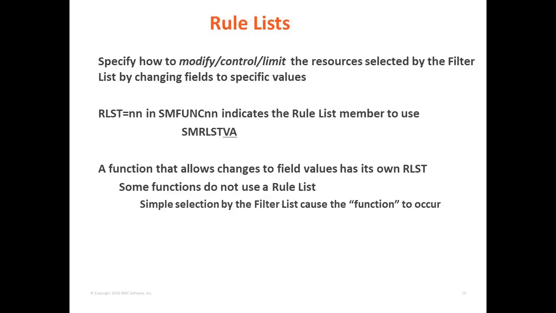Rule lists determine what type of actions are to take place. For example, how many volumes to add to a data set, or what data set to archive because of an exceeded threshold condition. Not all functions require an RLST member.